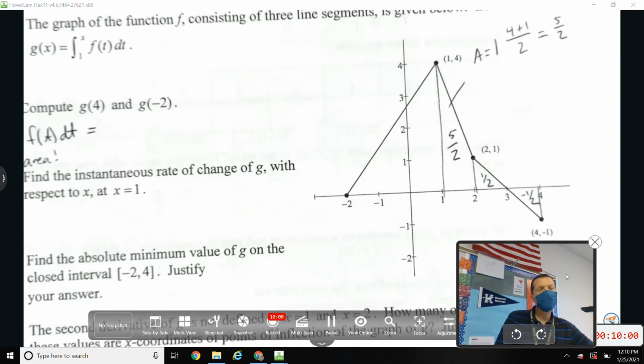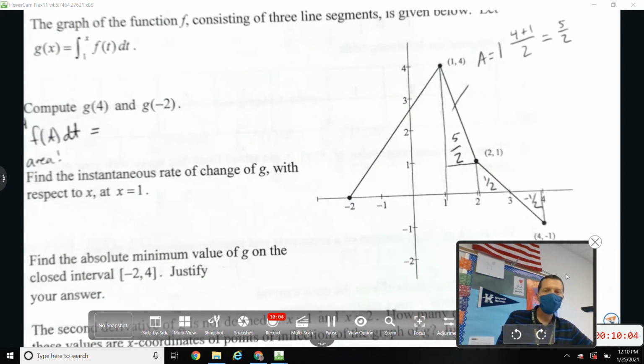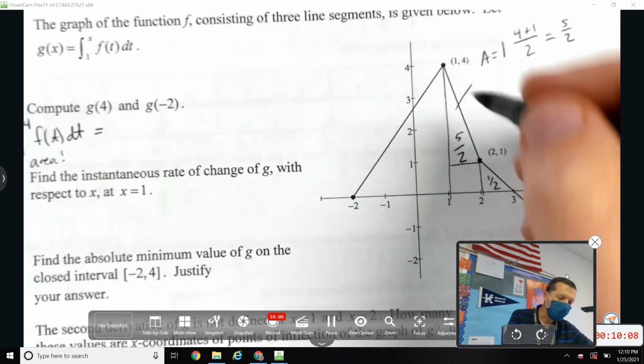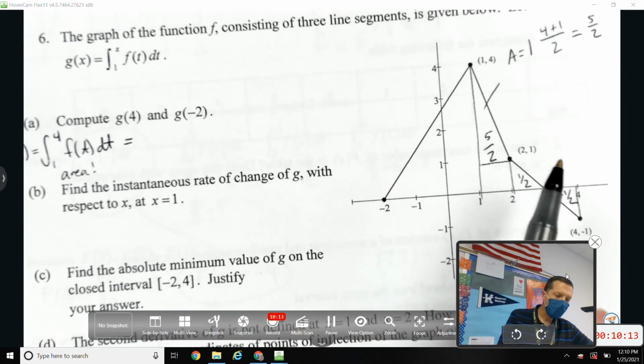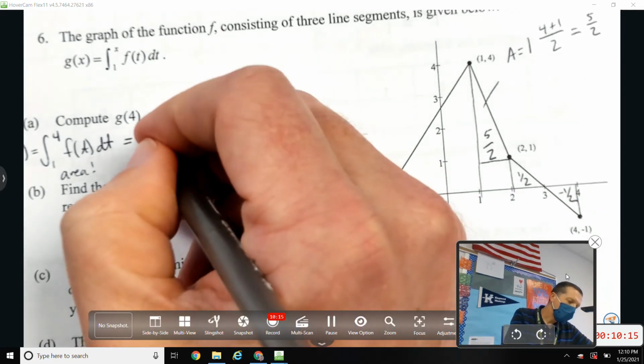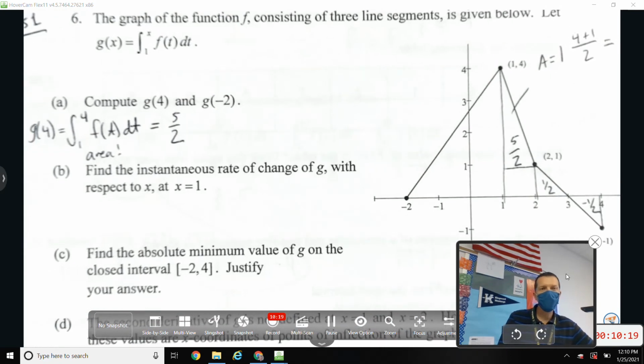If you ever really get stuck on the area of a trapezoid, you could just make it a square and a triangle and add them together. But whatever, the whole area is 5 halves. So the area from 1 to 4 is 5 halves plus a half minus a half, which would be 5 halves. So that's g of 4.